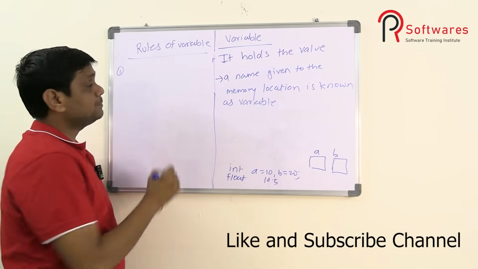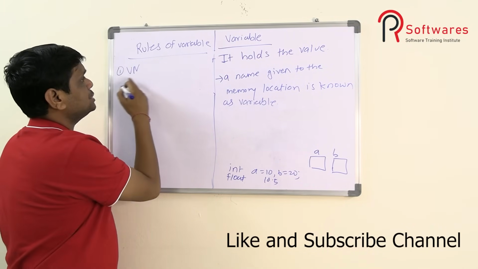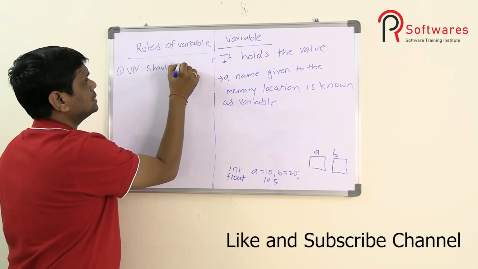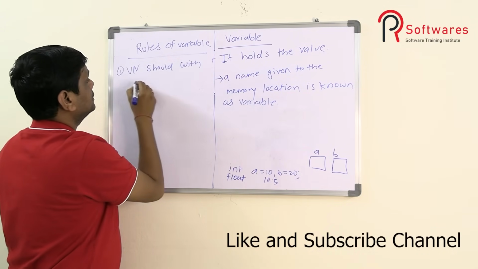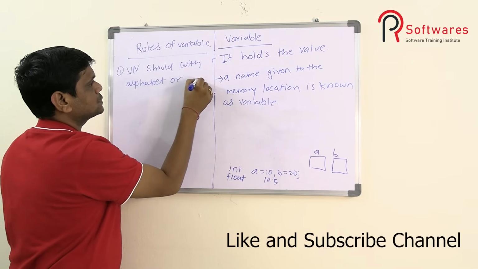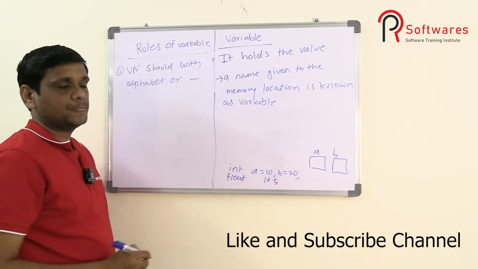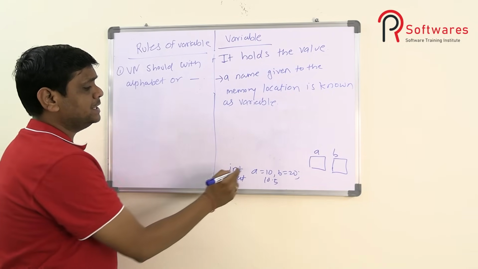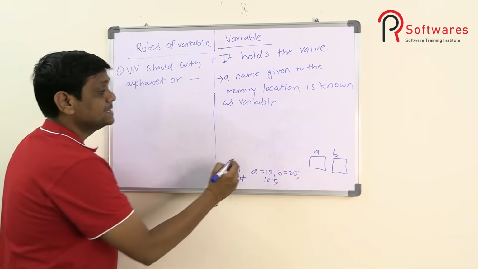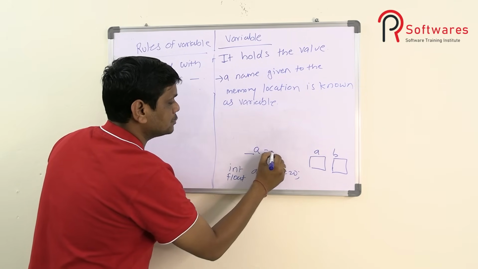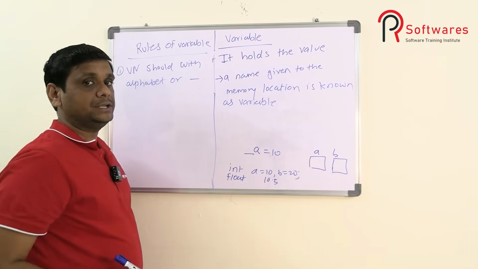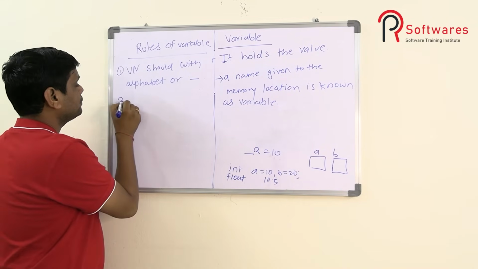Rule number one says that the variable name should start with an alphabet or underscore. I am writing shortcuts, just understand it. Whenever you want to write a name, it can start with an alphabet or an underscore. Sometimes you have seen underscore A is equal to 10. So you can write A is equal to 10 or underscore A is equal to 10. Both are valid.